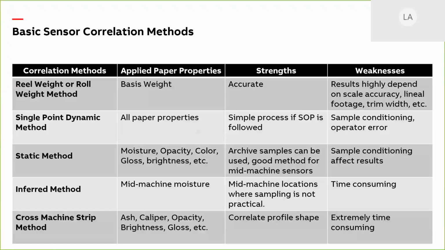This is a really commonly used method, the single point, and you can use that for all of the paper properties. You just take the sample from the paper, and then you measure it in the lab. So what about the strengths and weaknesses? The strength is, it's a simple process if your standard operating procedure is followed. It's a big if here, okay?